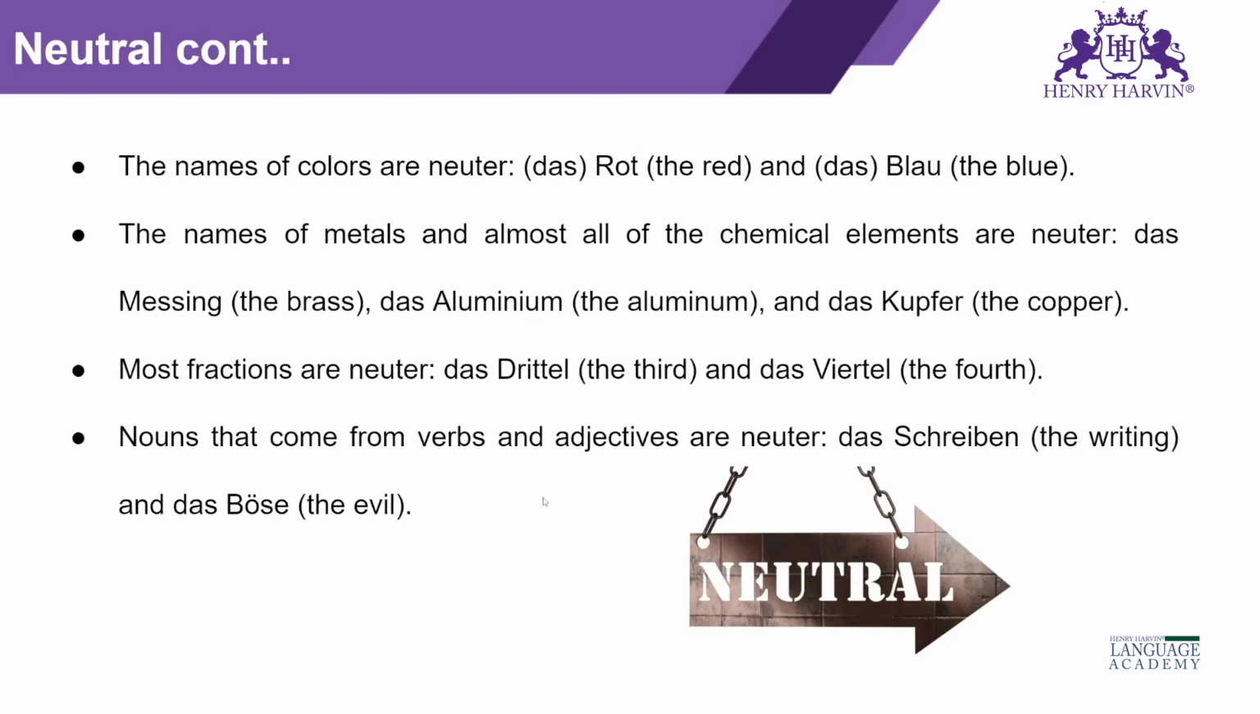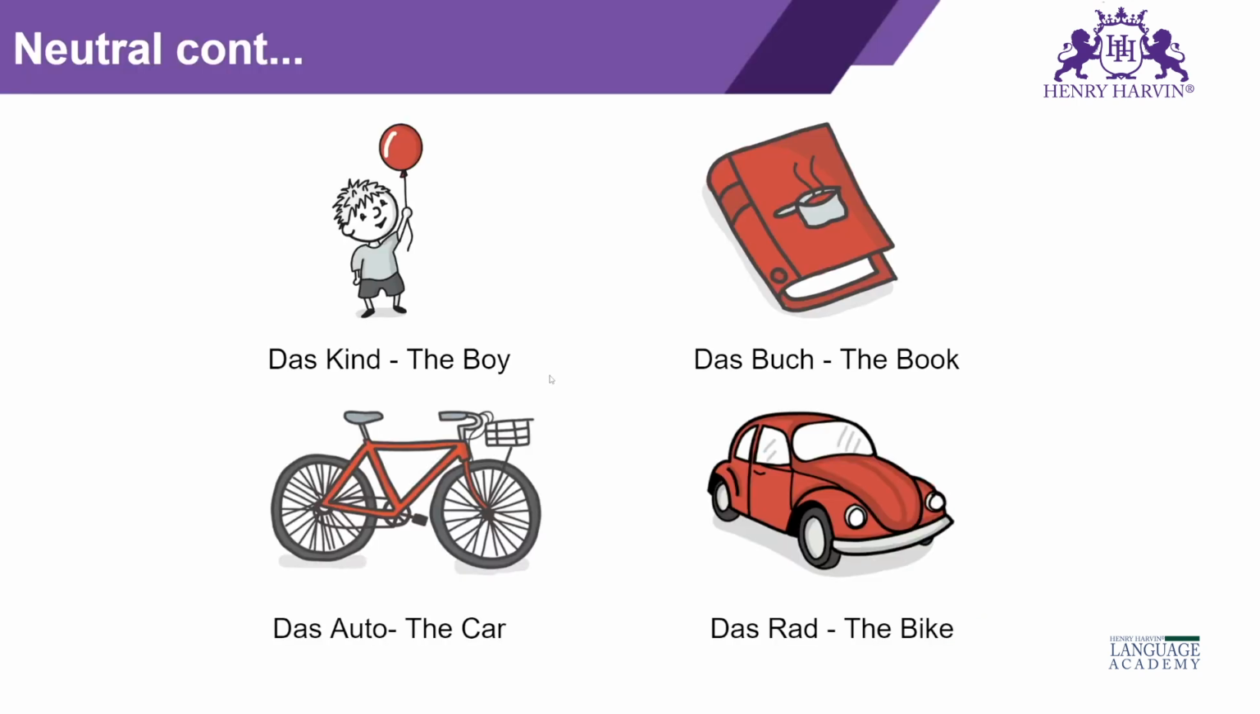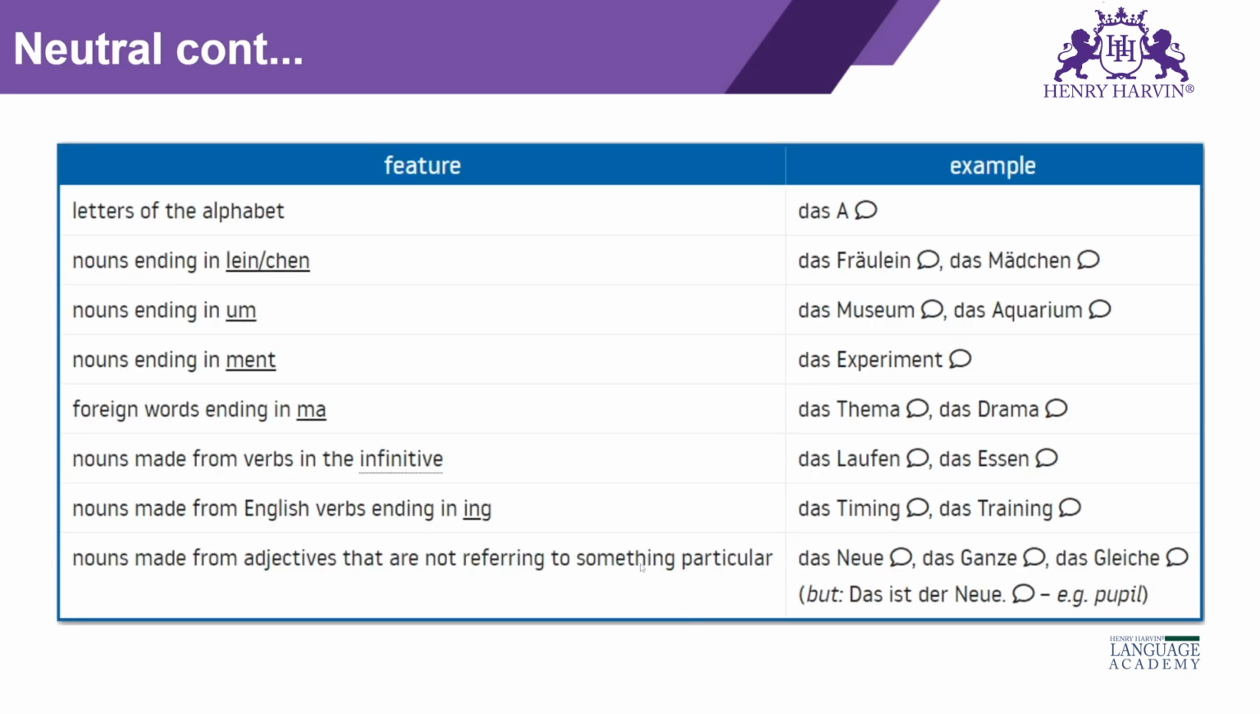So like this. The names of colors are neutral, like das Rot, das Blau. Names of metals: Messing, Aluminium, Kupfer. Most fractions are neutral: Drittel, Viertel. And the nominalized adjectives and verbs: das Schreiben, das Böse, like this. So das Kind, das Buch, das Auto, das Rad. Again, these are some of the endings given for neutral, which you can just take a look at.